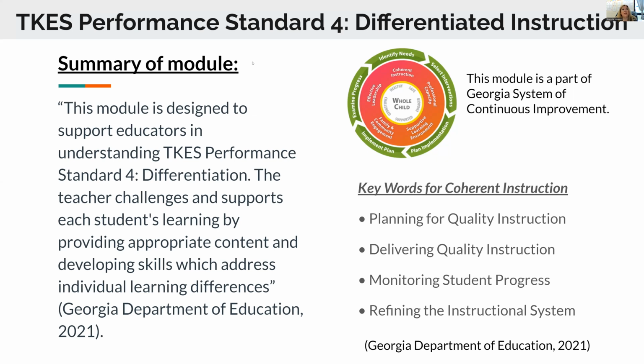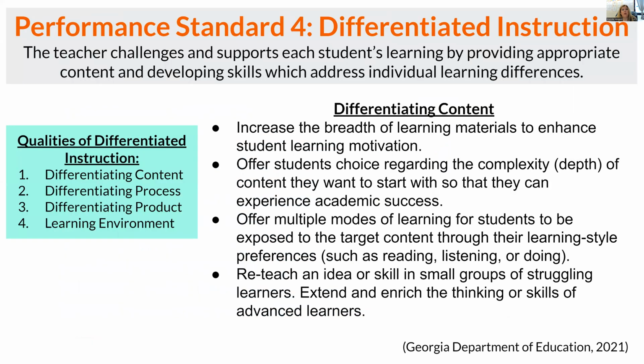So in Performance Standard 4, there are 4 qualities of differentiated instruction. Number 1 is differentiating the content. 2 is differentiating the process. 3 is differentiating the product. And 4 is the learning environment. If you look at the screen on the right, you'll see that differentiating content has 4 areas that you can use, pretty much like a checklist. And the way that I would say to use that as a checklist is this.